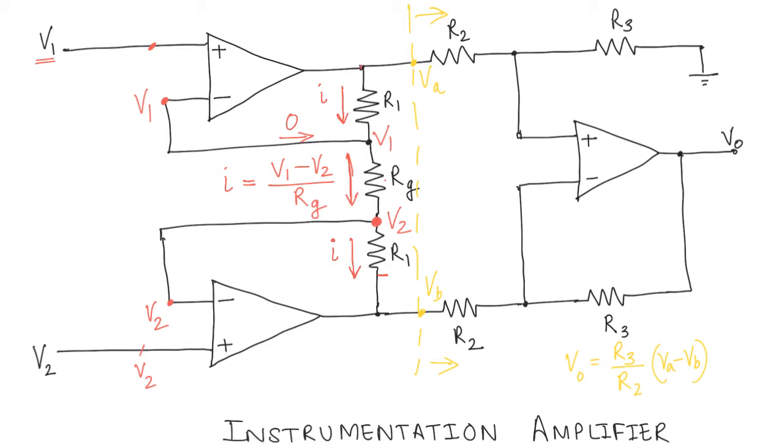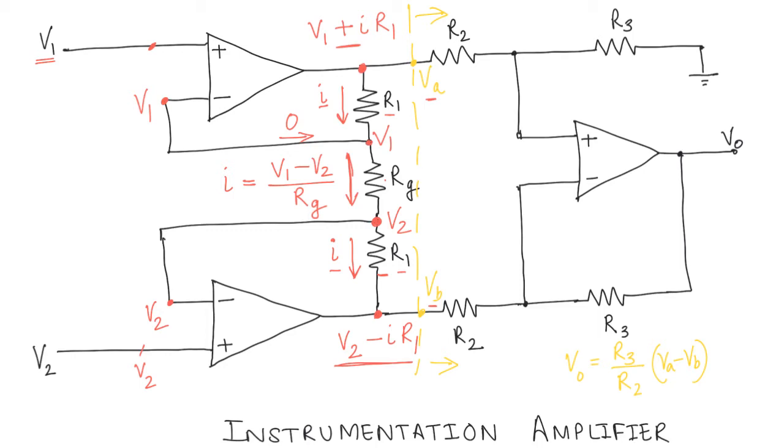Okay, if that is true, what's the voltage here going to be? It's going to be V1 plus this drop I times R1. So V1 plus I times R1. And what is this voltage going to be? It's going to be V2 minus I times R1. Now, of course, you can easily see that V2 minus I R1 is VB and V1 plus I R1 is VA. Right?